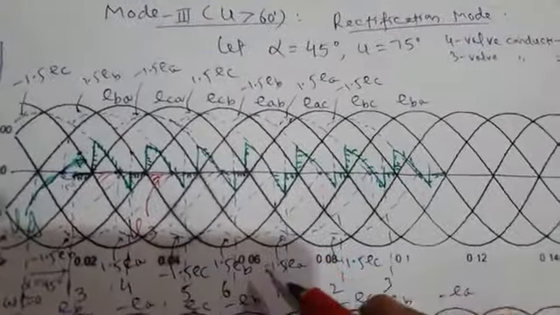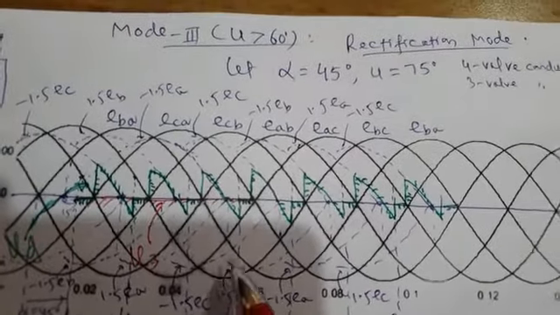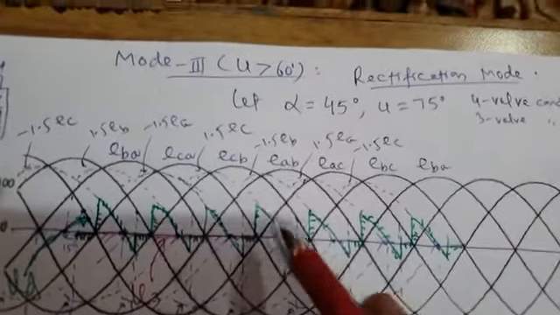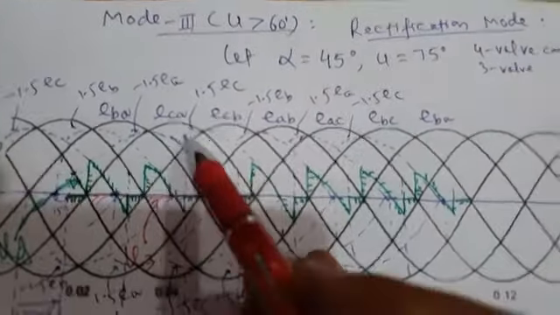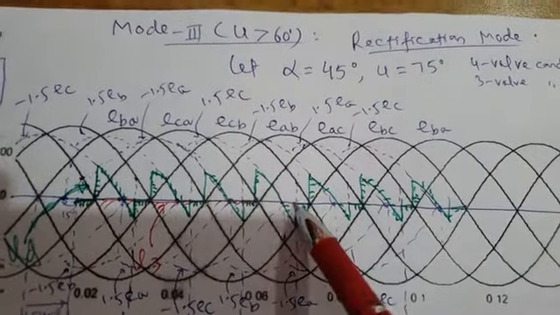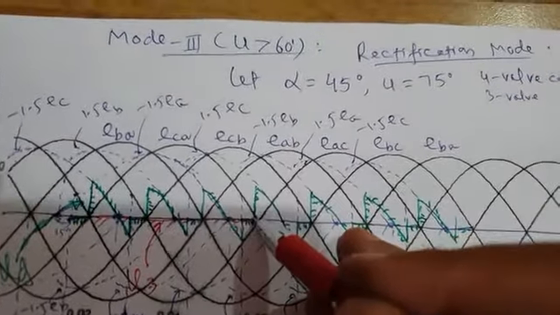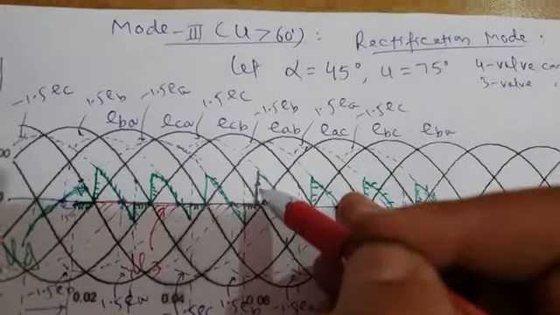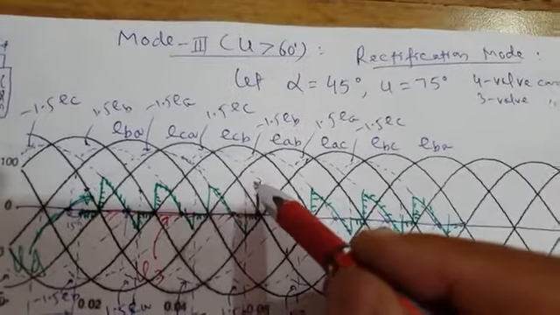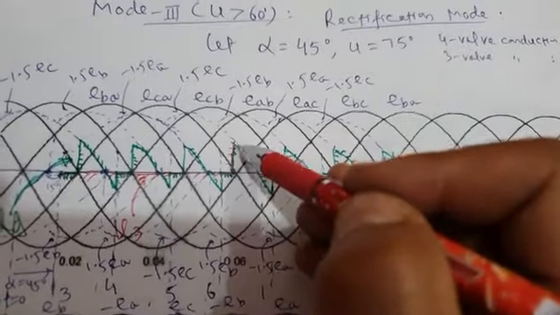What is 1.5 EC? You can see 1.5 EC is this. Here is 1.5 EC. So it will jump to this, your 1.5 EC. It will go to this 1.5 EC, and it will follow this 1.5 EC for 45 degrees. That means up to this.